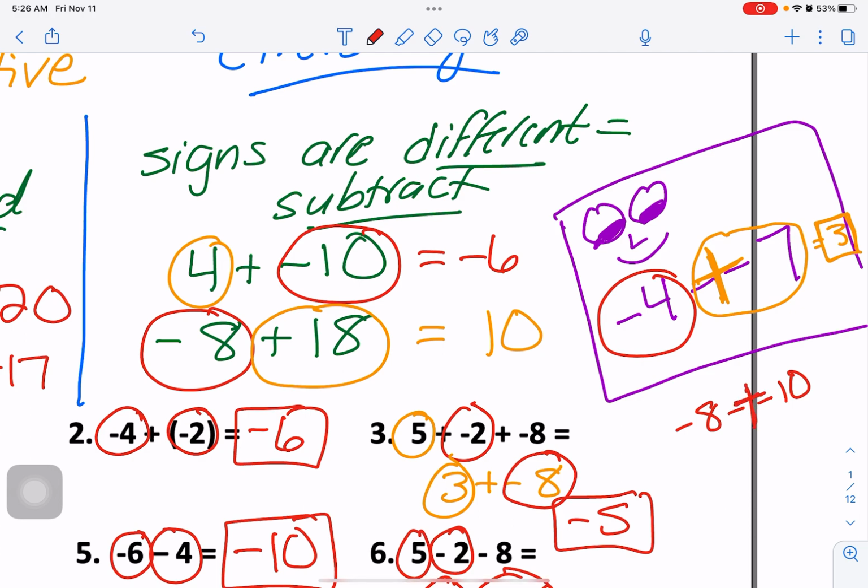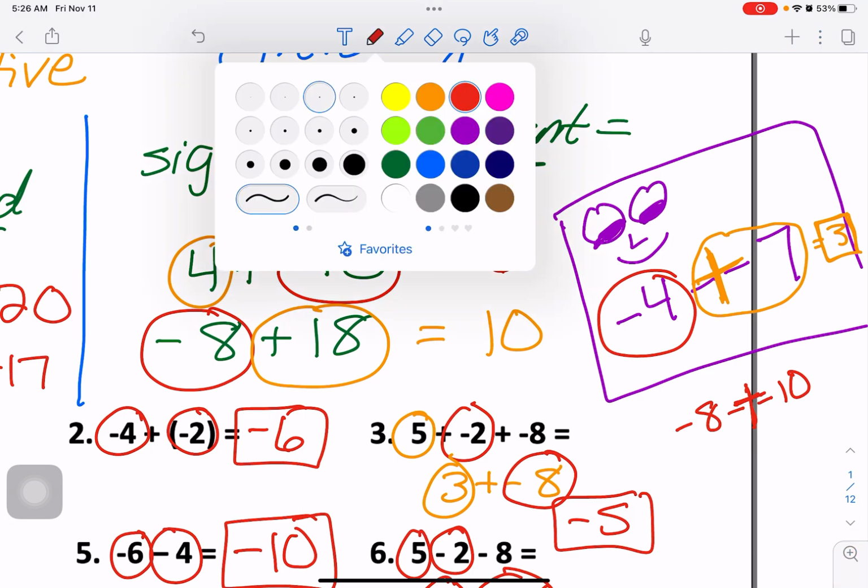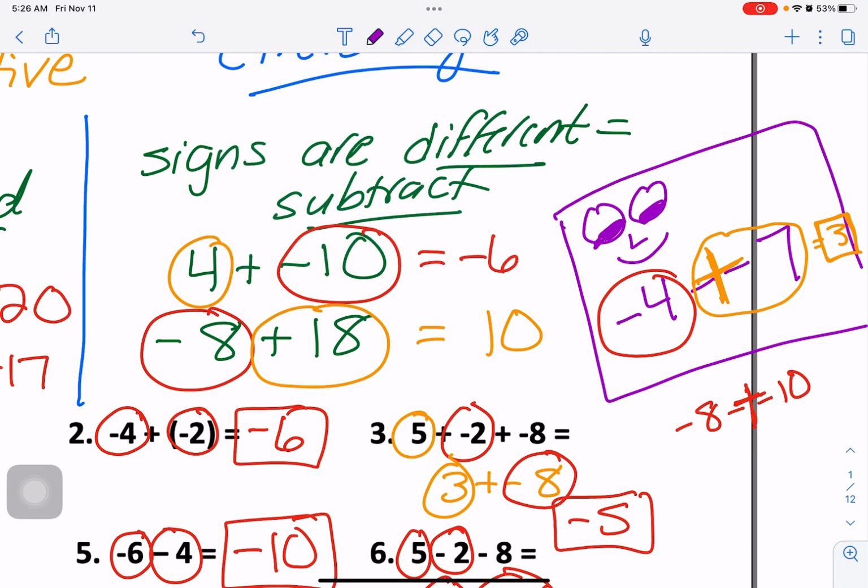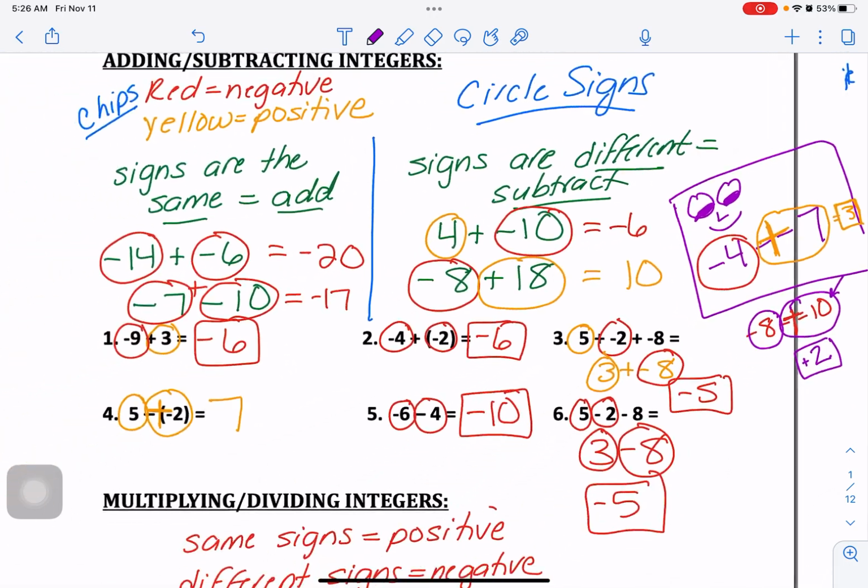Remember, we say that it's a positive 10, not necessarily adding, because then we have to take a look at the signs. When I look at our signs, we have a positive 10 and a negative 8. The signs are different, so I'm going to have to subtract them, and I get 2. In this case, I have more positives, so my answer is a positive 2. So keep your eyes open for those.